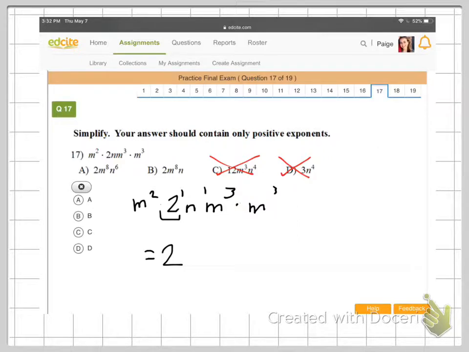So the next thing I'm looking at is my m's. I've got m to the second power here. I've got m to the third power and m to the third power. So let's add those together. 2 plus 3 gets me 5. Plus 3 gets me 8. So I've got m to the 8th, which they both have. So then we're on to our last step, which is looking at n. And there's just this n. There aren't any others, so it's just going to be n to the first power, or just n. And that is B.